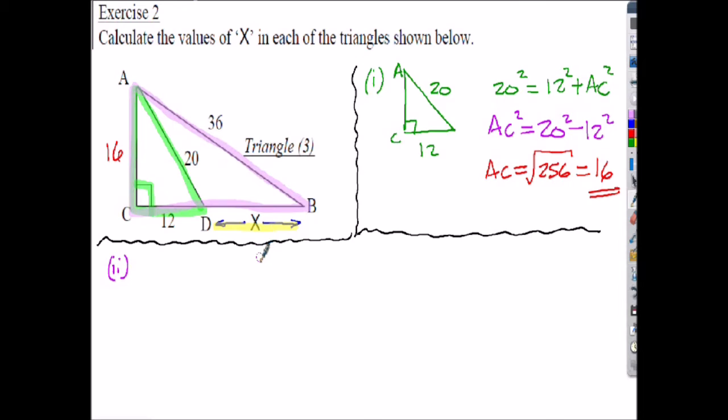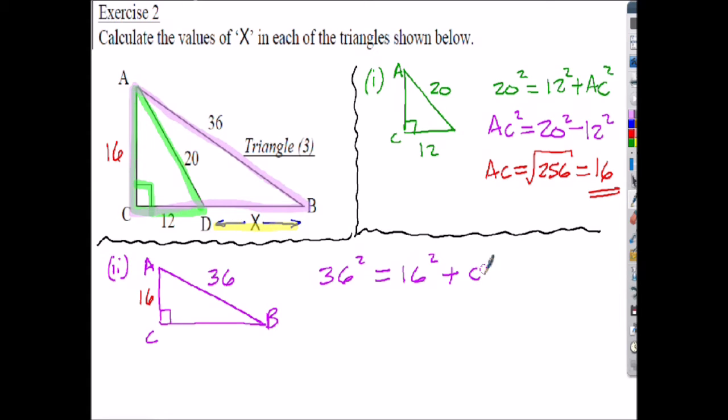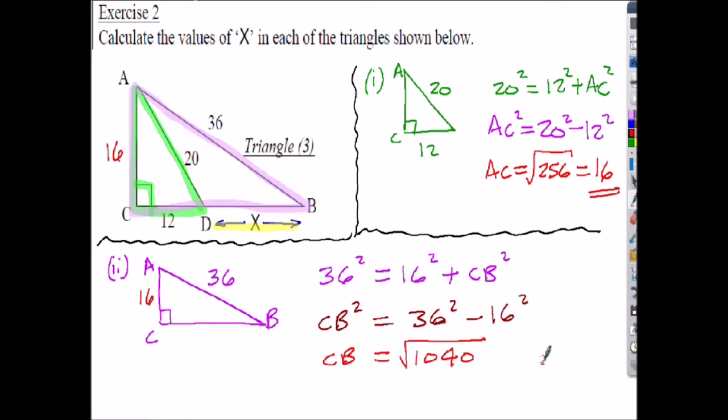So now in step 2 we're going to consider the purple triangle shown above. I've just sketched it here for convenience. So again, applying Pythagoras' theorem here, we would have 36 squared, the hypotenuse squared, is equal to the sum of the two sides squared, so that would be 16 squared plus CB squared. And rearranging the equation, CB squared is equal to 36 squared minus 16 squared. Square rooting both sides, length CB is equal to the square root of 1040. That's equal to 32.25 to 2 decimal places.